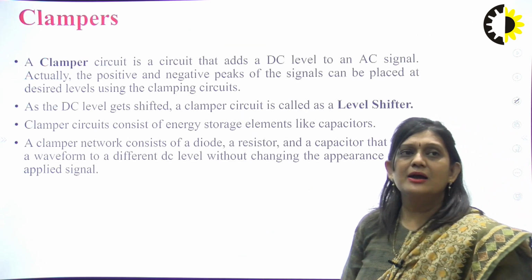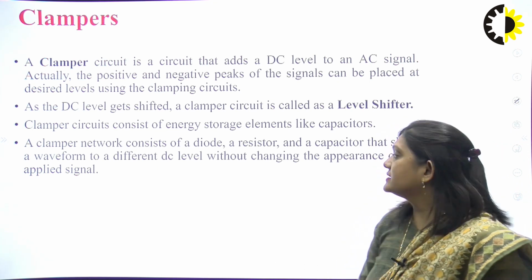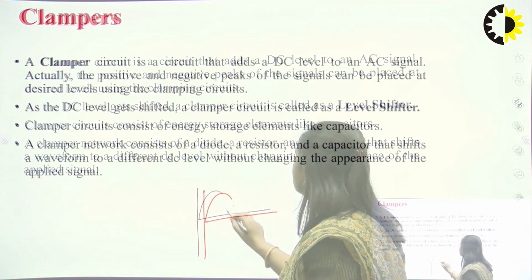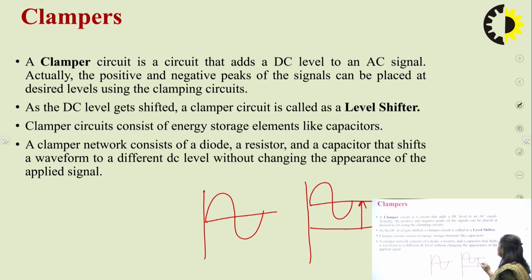So basically, a clamper is a circuit that adds a DC level to an AC signal. Like our AC signal is in this way. So the clamper will shift the DC level of this AC signal. Like it has been shifted to nearly 10 volt. So this is the DC level that has been shifted to 10 volt. So basically, a clamper provides a shift in the AC signal.